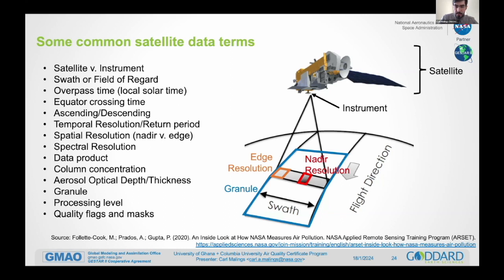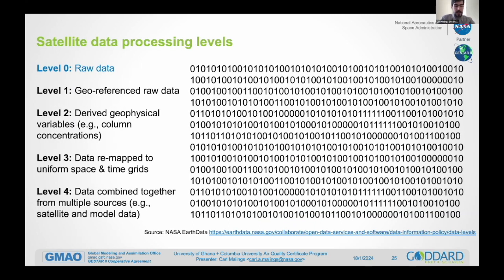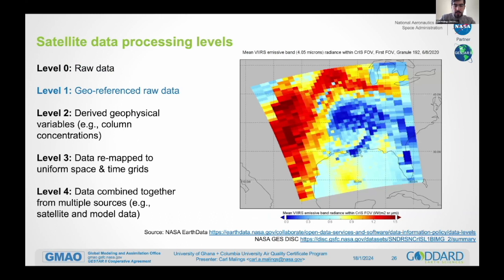So what that means is that at NASA and in many areas, we define the data in terms of 5 different processing levels. Level 0 is the raw information that's coming down from the satellite. And then at level 1, we take the information on the position of the satellite and where the instrument was pointing at a specific time to reference that raw data to specific locations on the Earth's surface. So that's georeferenced data. Now, typically, these are not so useful for air quality applications.